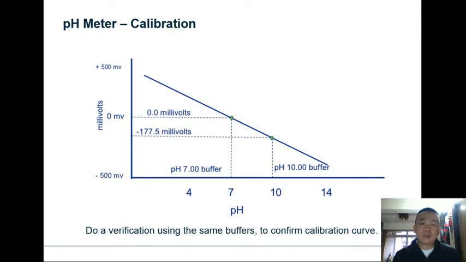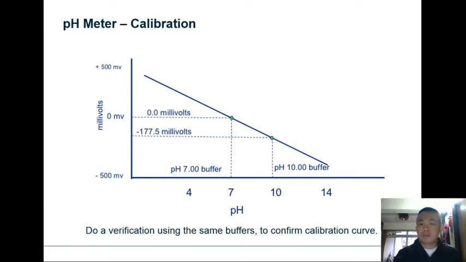Another thing to be aware of is, when you're choosing the pH buffers, make sure they cover your application range. What I usually recommend is, if you're not sure what the pH of your sample is, then you should probably go for a larger pH calibration range so that you can have better coverage.